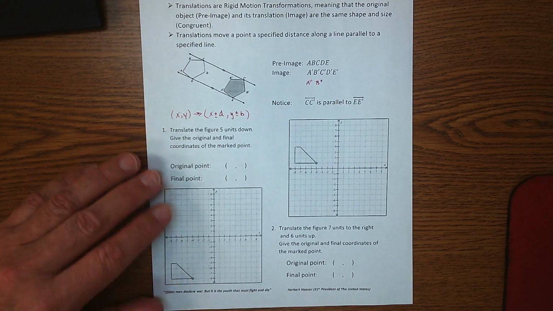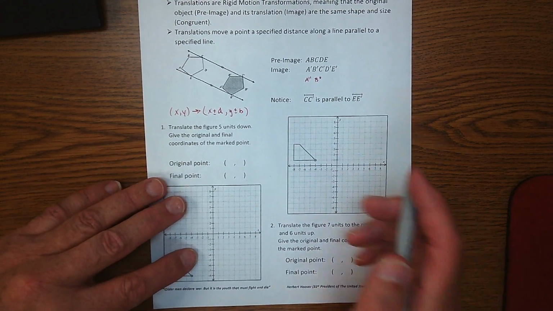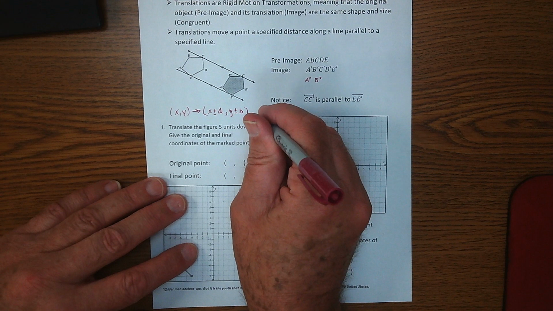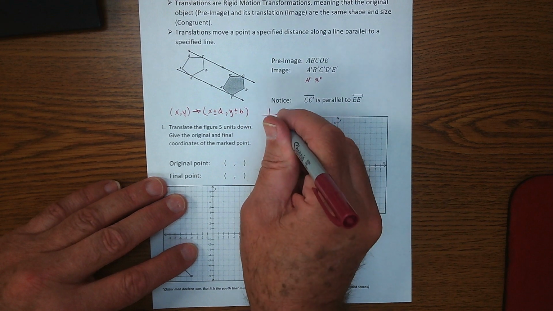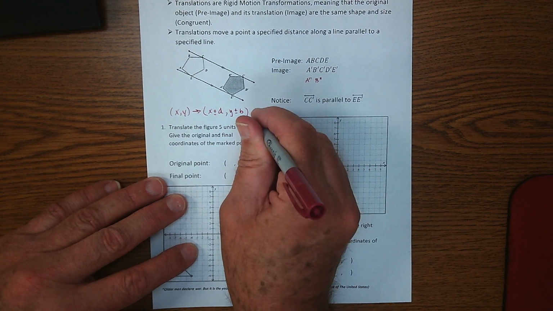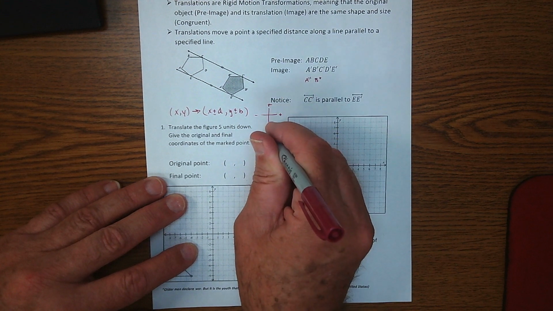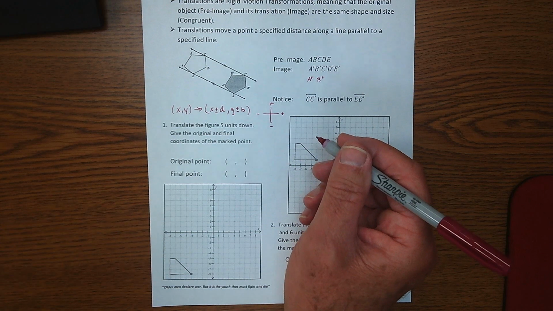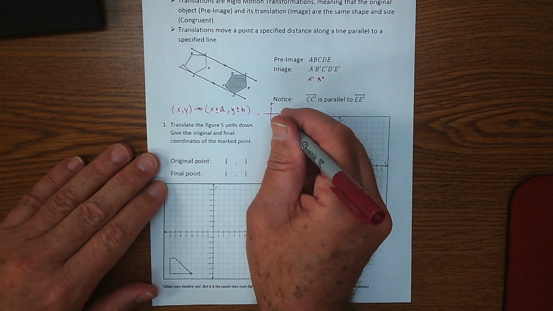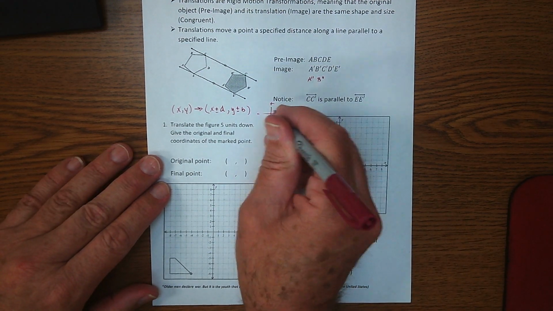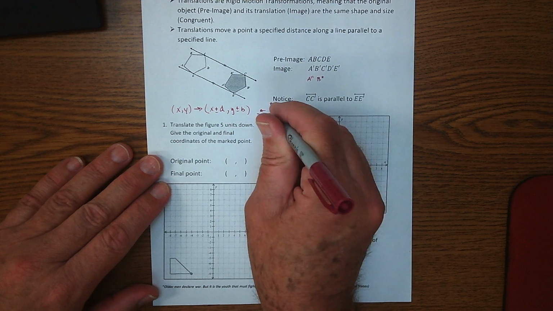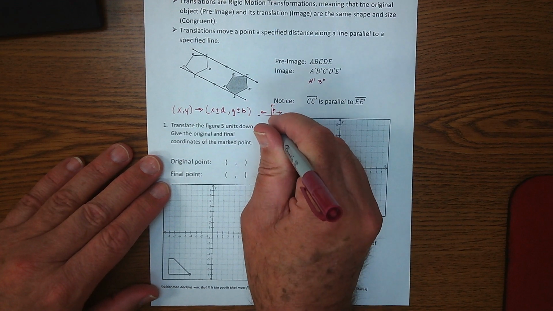Now this figure here, we've got to do a couple of things on the graph. This is plus for the x-axis, this is minus for the x-axis. This is plus for the y-axis. This is minus for the y-axis. So we go to the right, we're adding. We go to the left, we're subtracting. We go up, we're adding. We go down, we're subtracting.